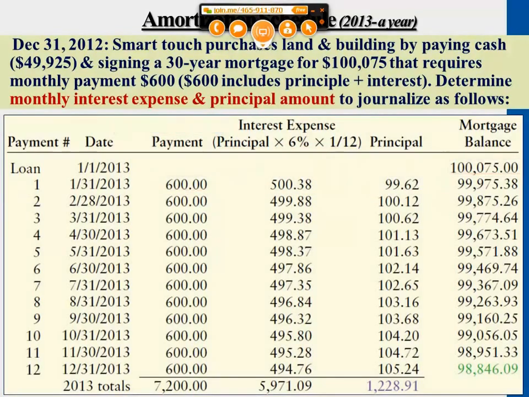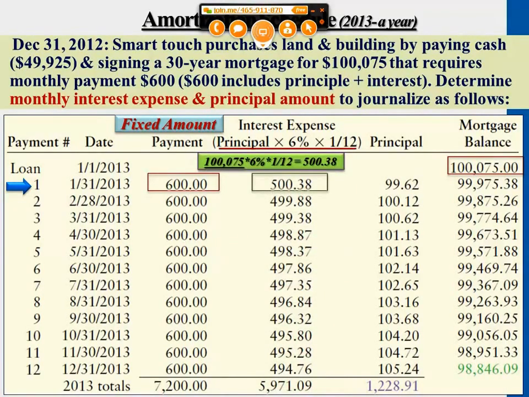Okay, first we start from mortgage balance, $100,075. Fixed amount is given to you on a monthly basis, you will be paying $600. So to calculate interest expense accumulated on this mortgage balance for the first month, we use the full amount of mortgage payment, $100,075 times yearly interest rate times 1 month. Because up to now, we're just dealing with January 31st, 2013.